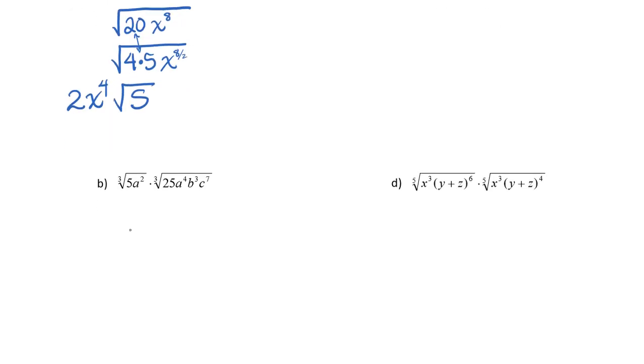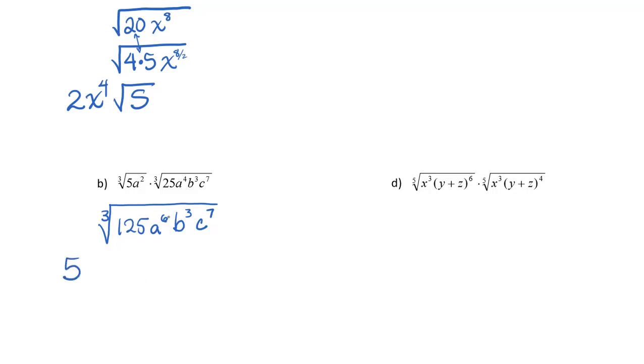Let's try part B. We have the cube root of 5a to the second times the cube root of 25 a to the fourth, b to the third, c to the seventh. This will give me the cube root of 125, a to the sixth, b to the third, c to the seventh. I know that 125 is a perfect cube, and so I'll take that out as a 5.